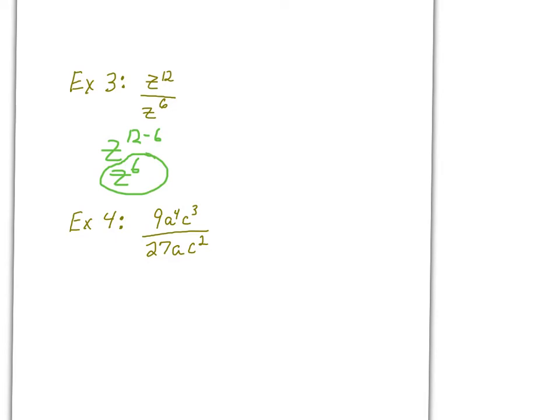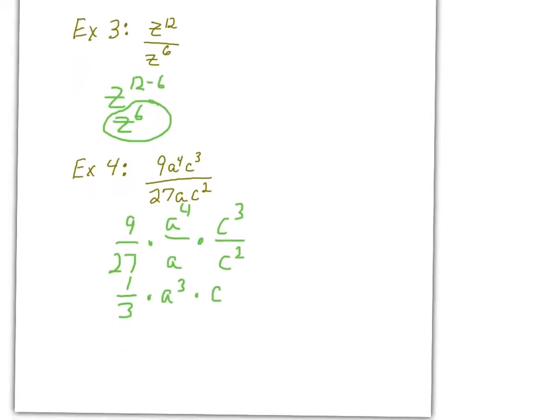Example 4, I have 9a to the 4th c cubed divided by 27a times c squared. So one thing you want to remember with the numbers that aren't powers, I just want to do regular old division and canceling with those. And the a to the fourth over a, I like to separate things out a little bit here. And I can just do the division here. That's just going to be 1/3. No exponent properties need to be applied there. And I have a to the fourth over a. I'm going to use the quotient of powers with equal bases, and that's going to be a cubed. And same thing with c cubed over c squared, and that's going to be c to the 3 minus 2, or c. I can put this all back together if I want to and call this a cubed c over 3.